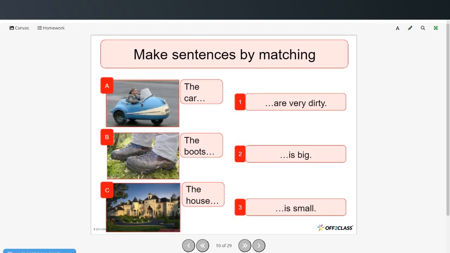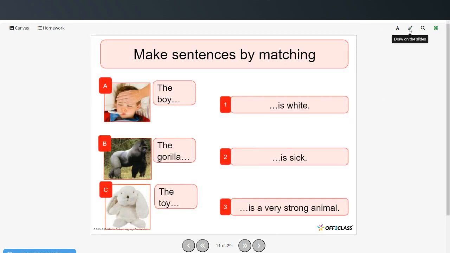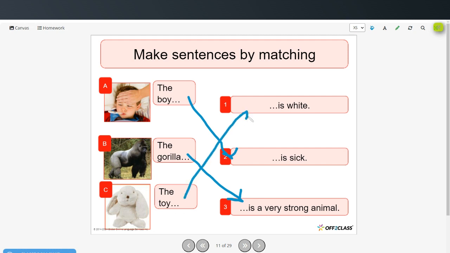Right, so now you can try to make some sentences by matching the two halves. So the car is small. The boots are very dirty. The house is big. The boy is sick. The gorilla is a very strong animal. And the toy is white.